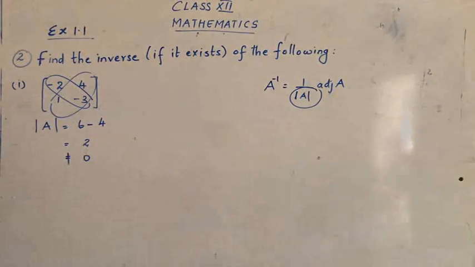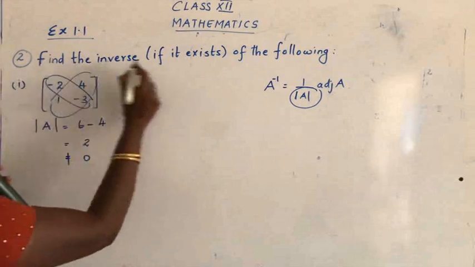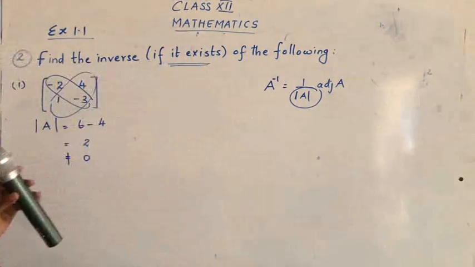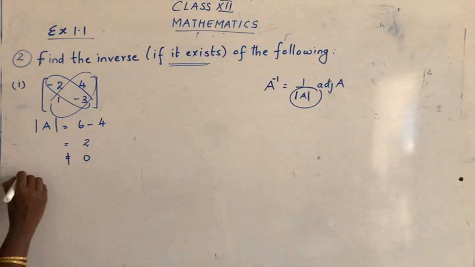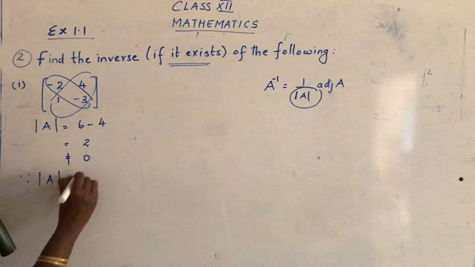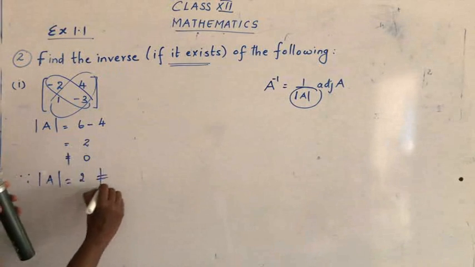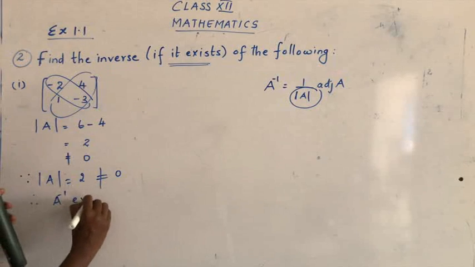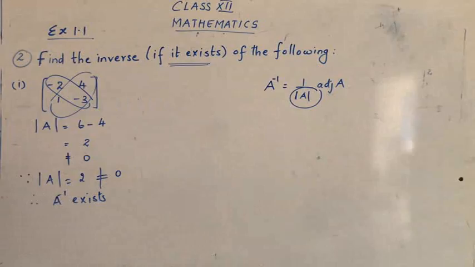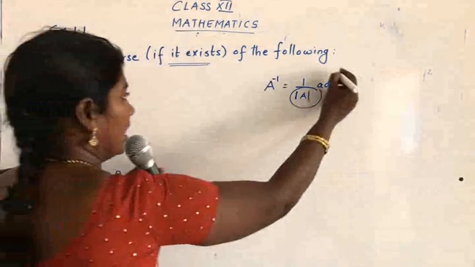Since it is not equal to 0, we say that A inverse exists. The question is find the inverse if it exists. That means the determinant should not be equal to 0. You say since determinant of A is 2, which is not equal to 0, therefore A inverse exists. So I can go for the next step. What is the next step? You are going to find out adjoint A.